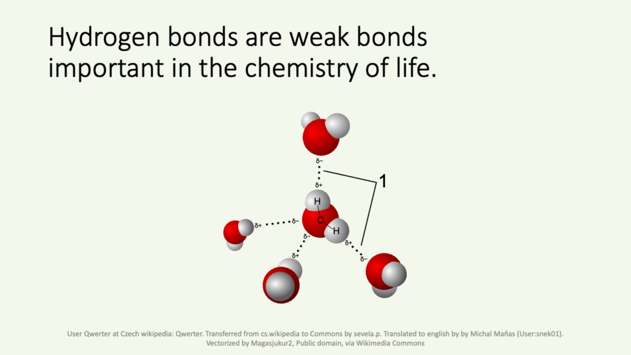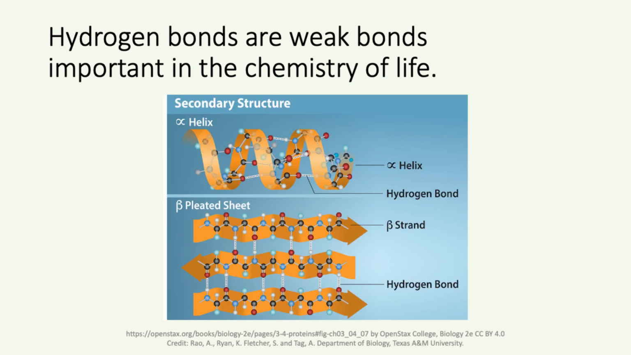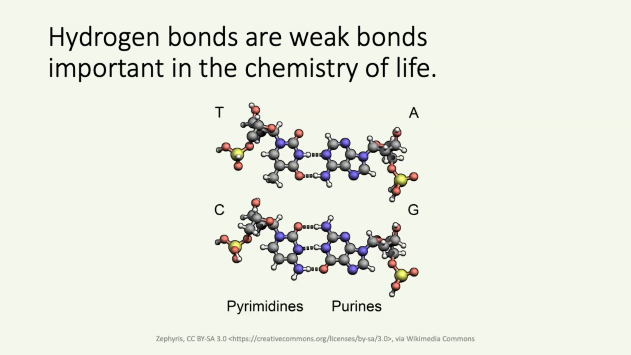Hydrogen bonds are weak bonds important in the chemistry of life. The slightly positively charged hydrogen atoms in one polar molecule may be attracted to the partial negative charge of a fluorine, oxygen, or nitrogen atom in a neighboring molecule. Thus, each water molecule can hydrogen bond to as many as 4 partners. Hydrogen bonds help to create a protein's shape. They also hold the two strands of a DNA molecule together and play key roles in translating hereditary information into proteins.